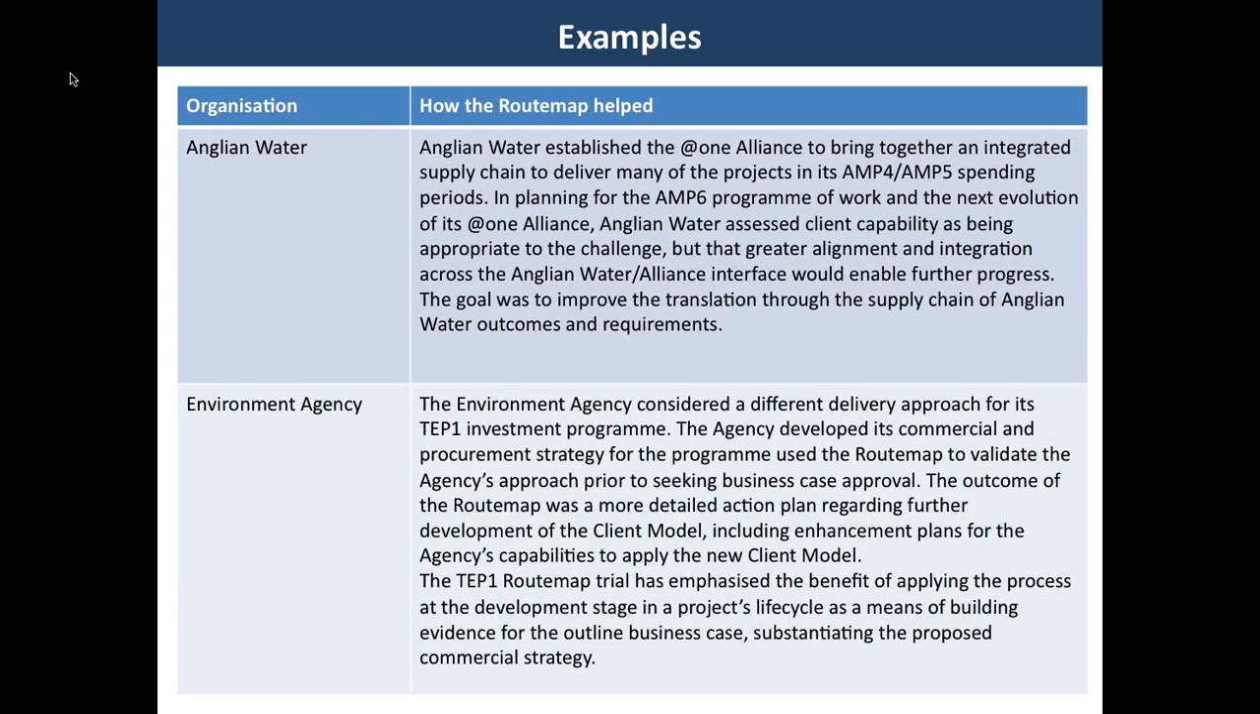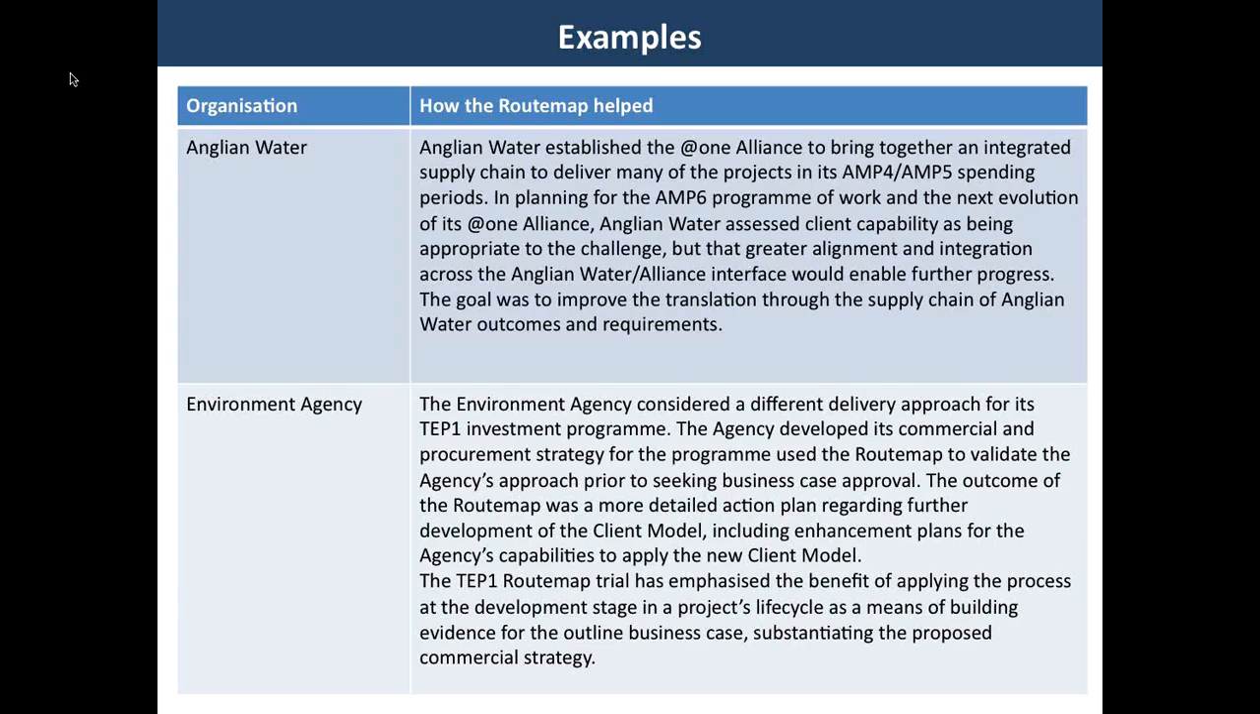We take the Environment Agency. The Environment Agency developed its commercial and procurement strategy for their TEP 1 investment program and used the route map to validate the agency's approach prior to seeking business case approval. The outcome of the route map was a more detailed action plan regarding further development of the client model, including enhancement plans for the agency's capability to apply this new client model.